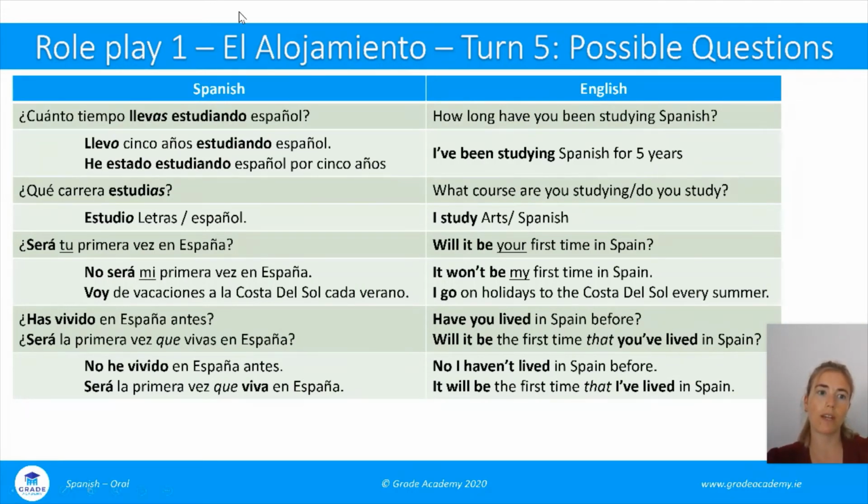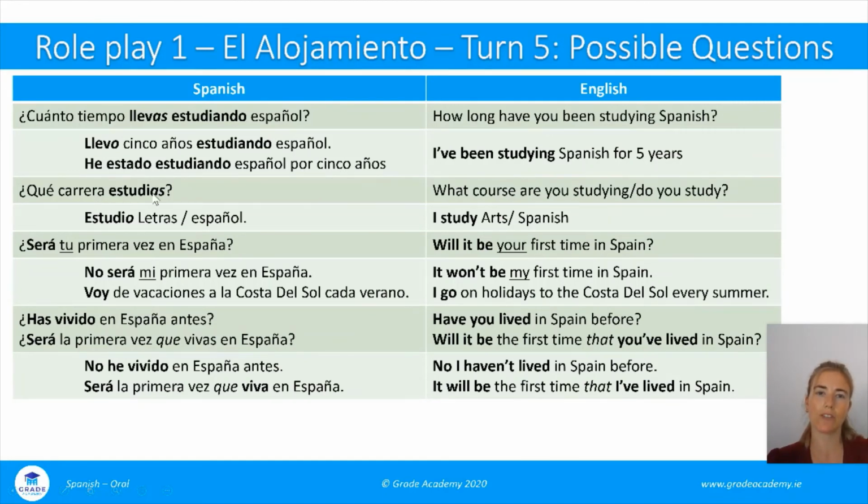So cuánto tiempo tells us it's a time frame, how much time, how long. Llevas needs to change to llevo. So llevo 5 años, 5 years, estudiando español. Or you could put it in the present perfect progressive, which is basically the present perfect with a gerund or a present participle. So I have been studying. He estado estudiando español por. So there's your duration, por 5 años.